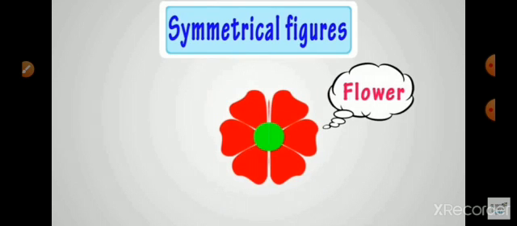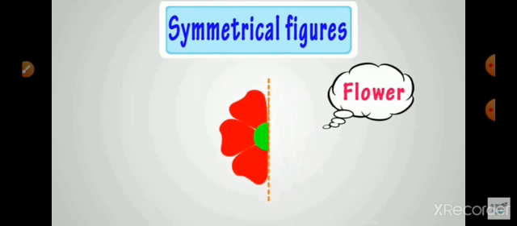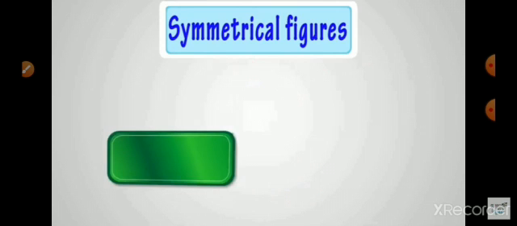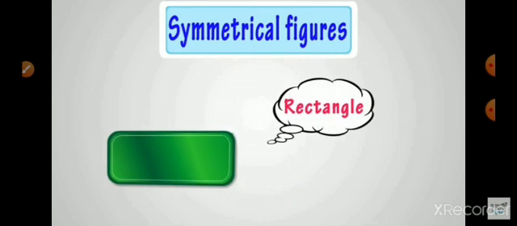Now take another example. We will take one flower and find out whether this is symmetrical or not. We will cut this flower from this orange line and put one side on the other one. It completely covers the other half. So this shape is a symmetrical shape. Right? And this orange line is called the line of symmetry. Now you will get an idea.